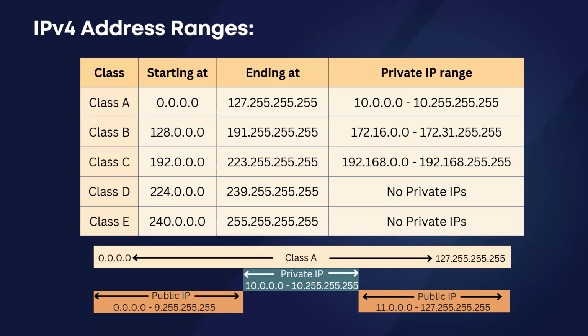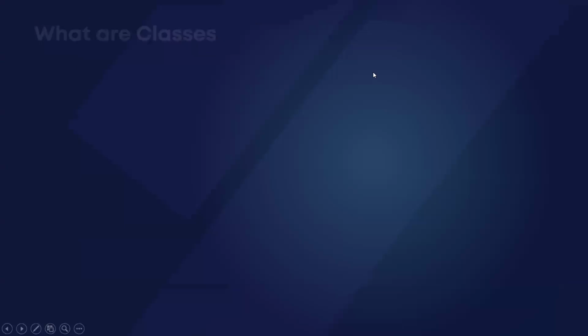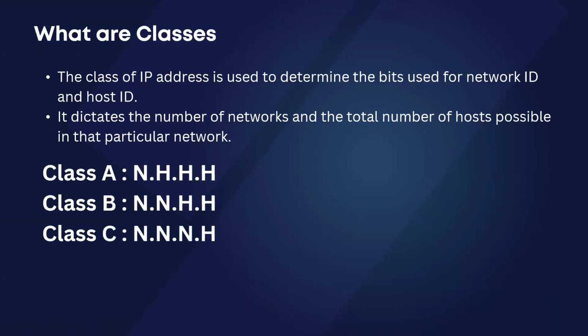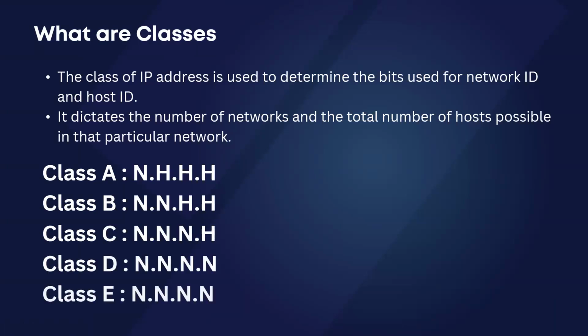Now, the relevance of these five classes is that each class has a different network portion and a different host portion. Class A only has one network portion and three host portions. Class B has two network portions and two host portions. Class C has three network portions and one host portion. Class D has four network portions and Class E also has four network portions. So in Class D and Class E, there are no host portions at all.